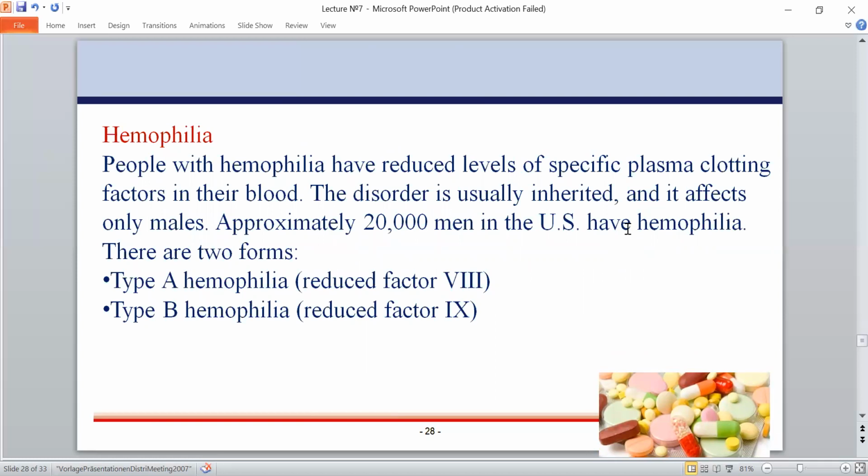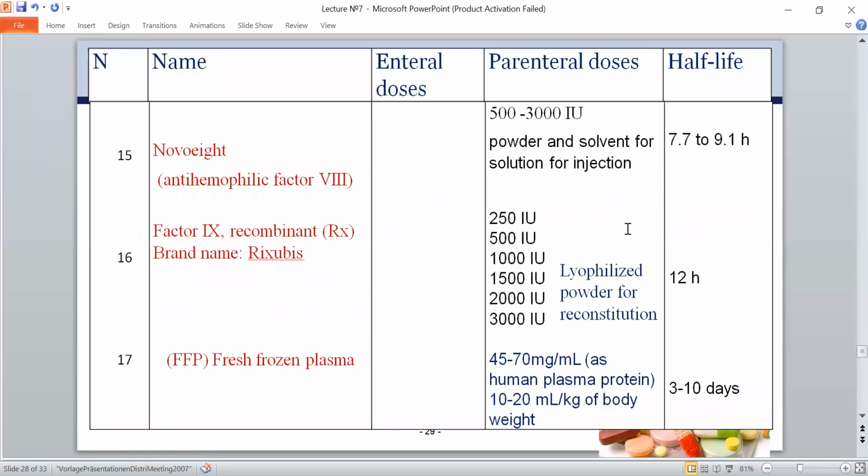Hemophilia. People with hemophilia have reduced levels of specific plasma clotting factors in their blood. The disorder is usually inherited and affects only males. Approximately 20,000 men in the USA have hemophilia. There are two forms, A hemophilia and B hemophilia. A hemophilia reduces factor 8 and B hemophilia reduces factor 9.